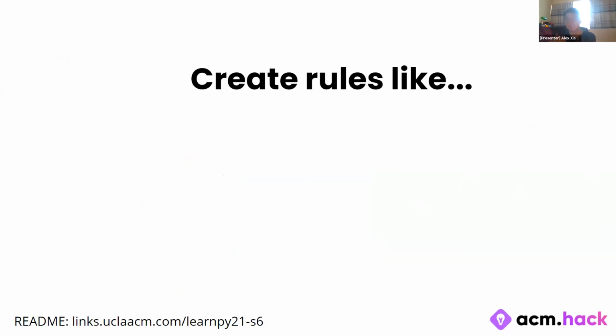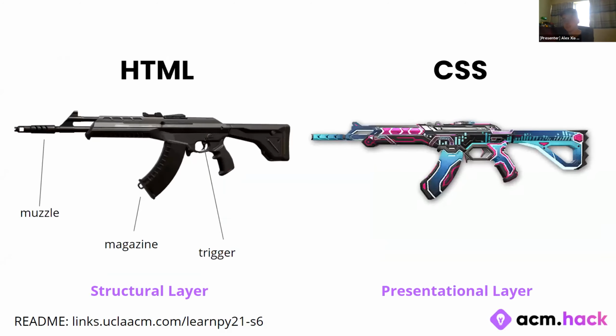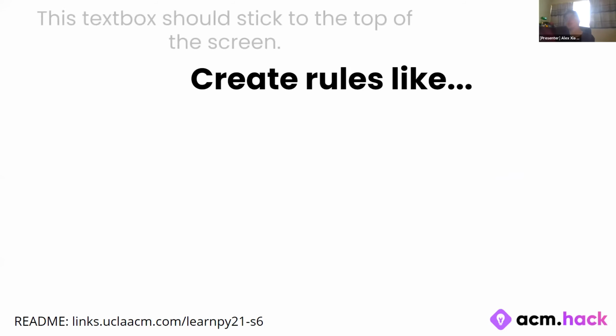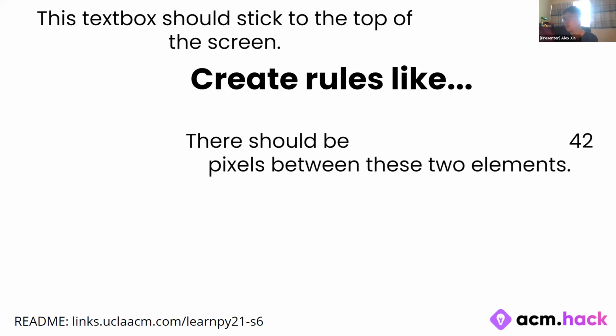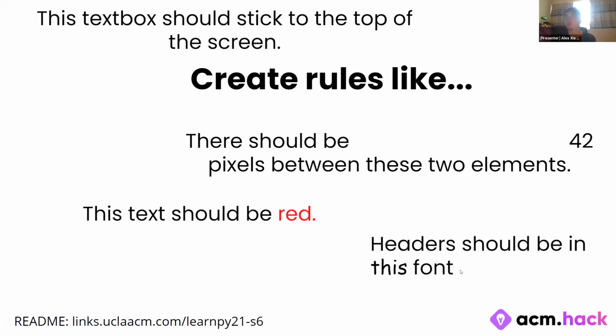All right, so in CSS, but what is CSS, right? So CSS, you can use, how do we make our website look prettier? And it turns out that CSS is just a bunch of rules. So you can make rules like this text box should stick to the top of the screen, or there should be 42 pixels between these two elements, or this text should be red, or headers should be in this font. Okay, so you can just create a bunch of rules in CSS.